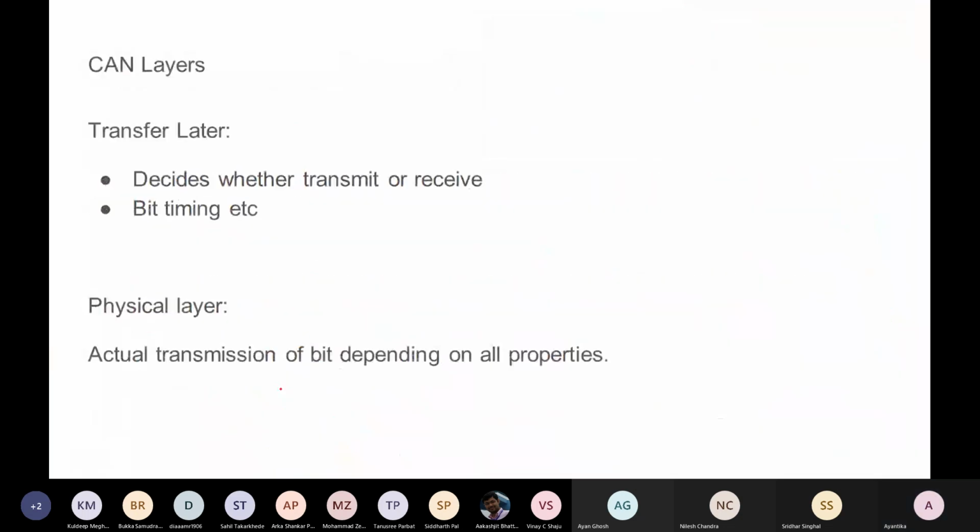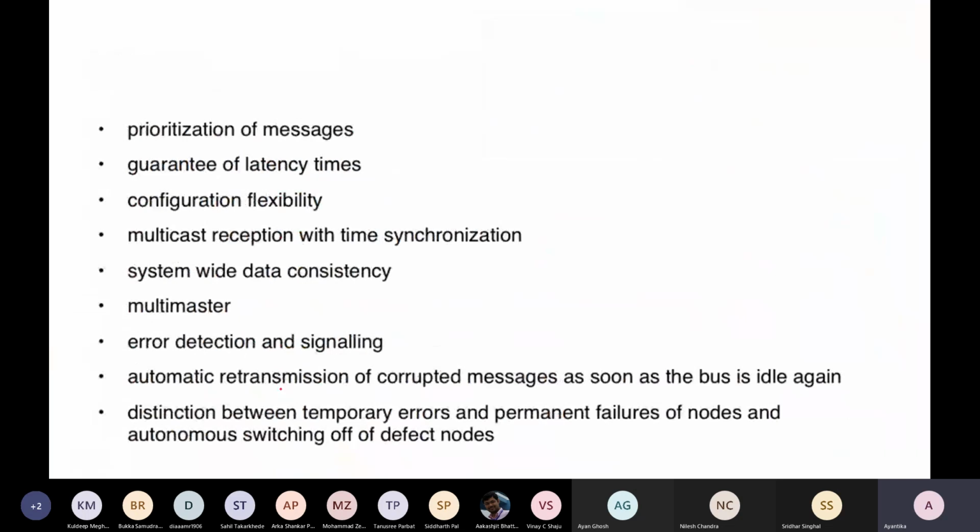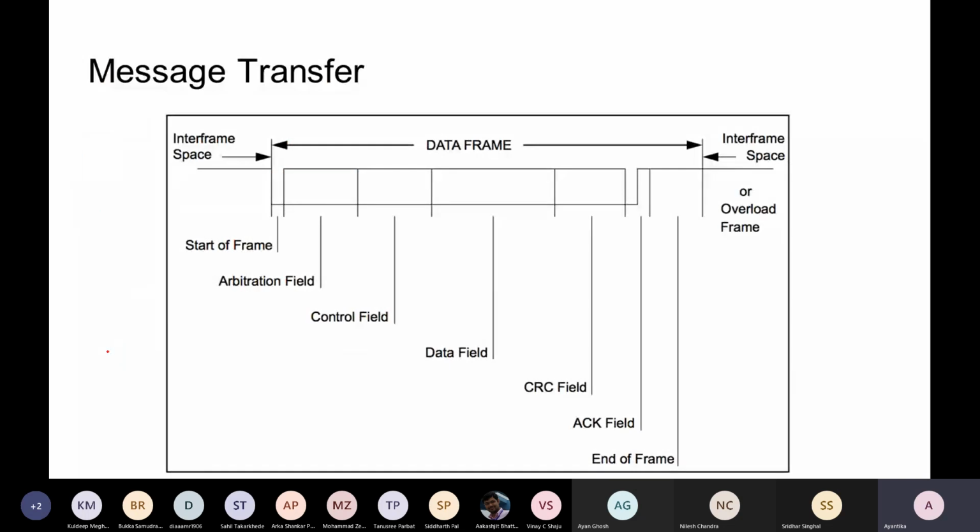So now we will discuss these few properties that we see in CAN. We will discuss them one by one and we will see whether we have completed everything in this list or not. Before that, we will see how this message transfer is taking place in CAN. So this is the data frame. As we have seen in previous conventions also, there is a data frame, and we will see what fields are present in the data frame of a CAN message.